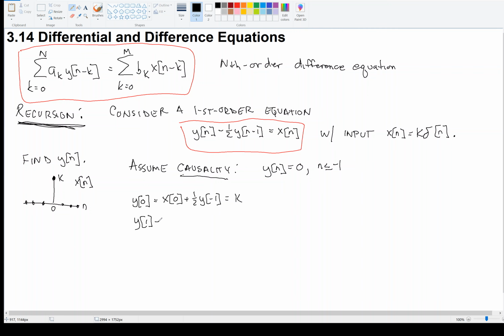Now let me calculate y of 1. y of 1 is x of 1 plus 1/2 y of 0. Okay, well, x of 1, what is x of 1? Well, that is 0 plus 1/2 y of 0. Well, what's y of 0? Well, we just calculated that in the previous iteration. That was k. You see that? So this is the recursion part of this. We use what we calculate to calculate the next one.